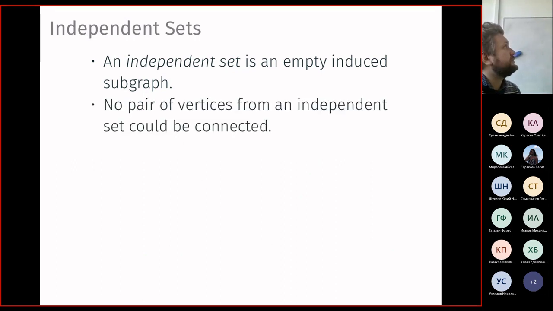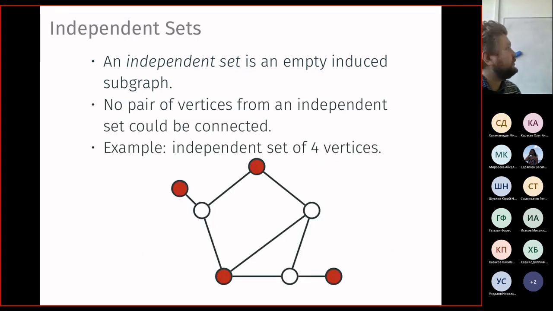So no pair of vertices in an independent set is connected. Here we have red vertices, and they form an independent set. No pair is directly connected, because they have paths which connect them, but direct connections, no.